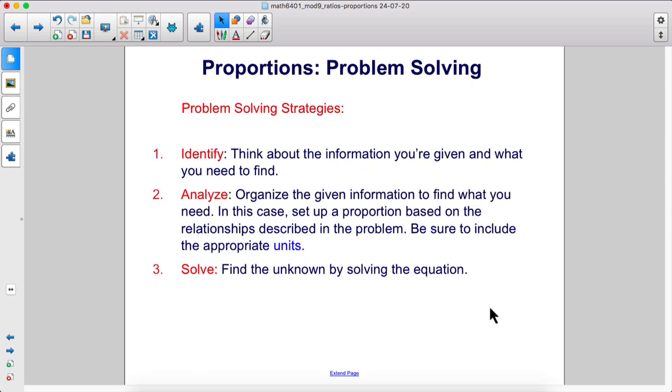Proportions problem-solving strategies. Number 1, identify. Think about the information you're given and what you need to find. 2, analyze. Organize the given information to find what you need. In this case, set up a proportion based on the relationships described in the problem. Be sure to include the appropriate units. 3, solve. Find the unknown by solving the equation.